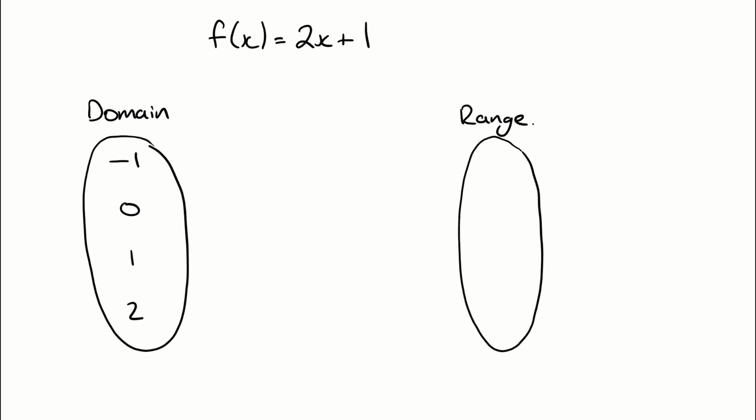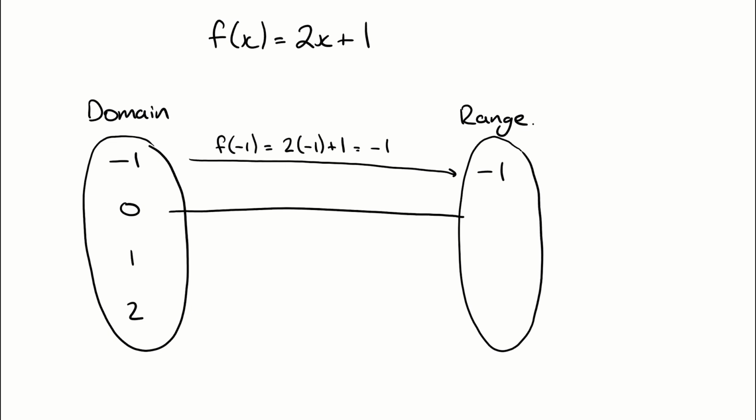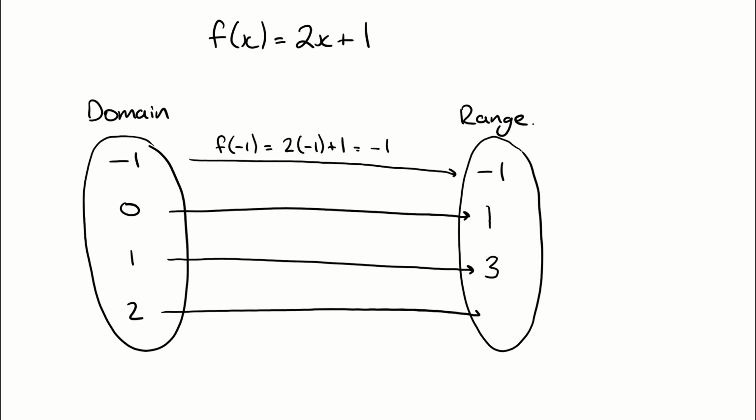So if I start with -1, if I put -1 into my function, so f of -1, well, what do I get? 2 lots of -1 plus 1, okay? So I get -2 plus 1, which is just -1. Okay, so that would map to -1 in my range. You can continue this, okay? If I put a 0 in, that's going to map me over to 1. If I put a 1 in, that's going to map me to 3. And if I put a 2 in, that will map me across to 5.